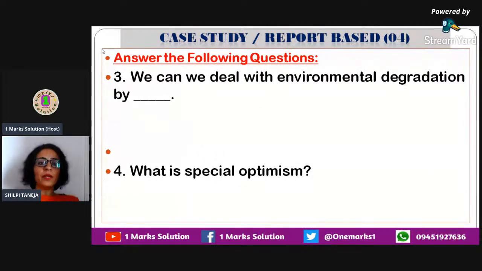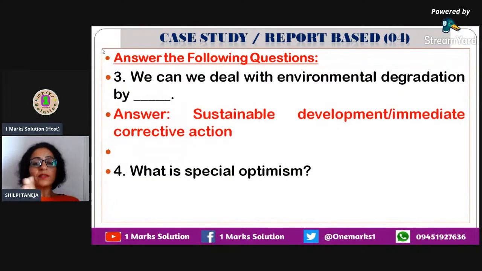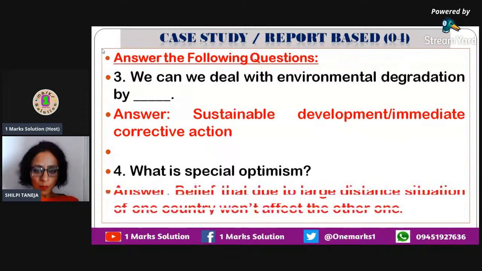How can we deal with environmental degradation? We have to have sustainable development in the economy, or we should take immediate corrective actions. What is spatial optimism?